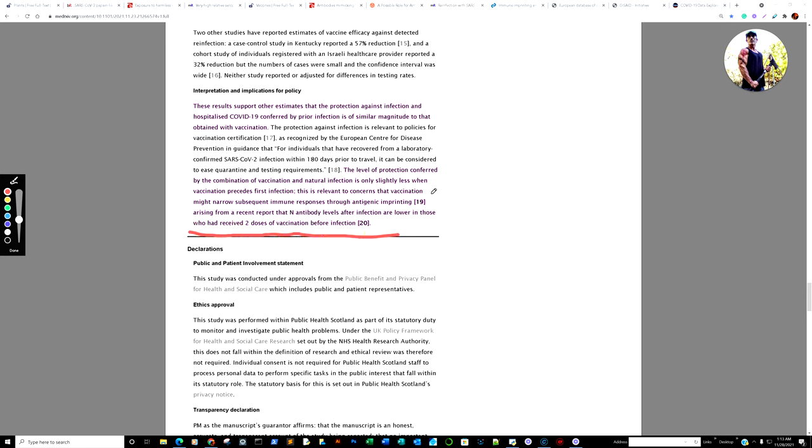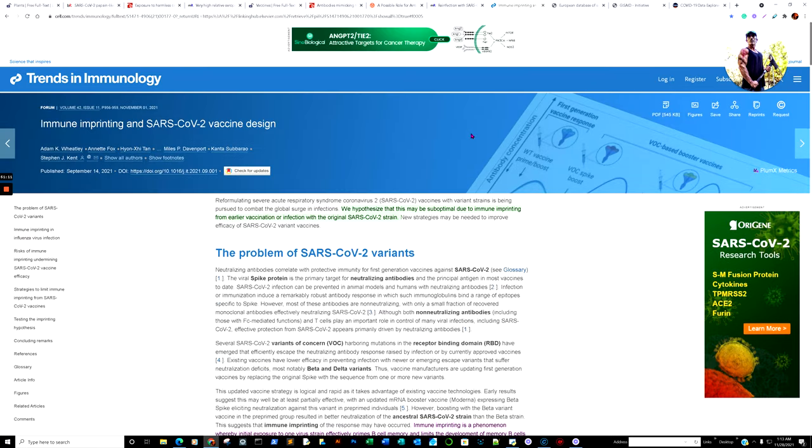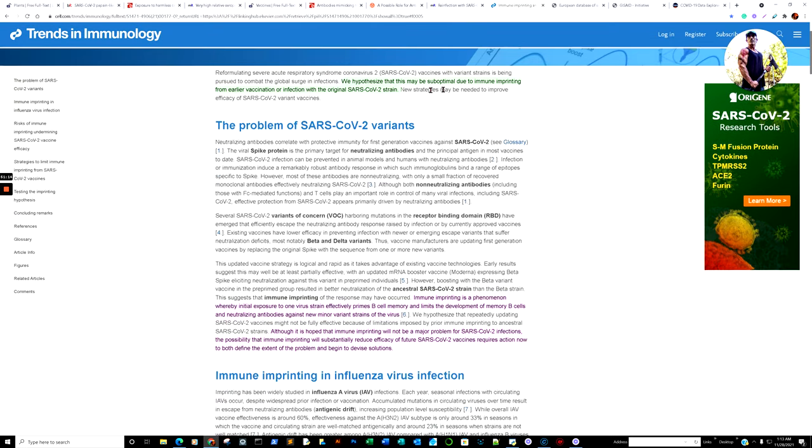All right, now they're referring to the footnote here, and that's where I'm going to go to right now. You ready? This was a concern brought up a while ago. We hypothesize, just to show you where I'm at, we hypothesize that this may be because reformulating severe acute respiratory syndrome coronavirus vaccines with variant strains is being pursued to combat, remember Omicron? No, that one. Pursued to combat the global surge in infections. We hypothesize that this may be suboptimal due to immune imprinting from earlier vaccination or infection with the original SARS-CoV-2 strain. New strategies may be needed to improve efficacy of SARS-CoV-2 variant vaccines, like receptor binding domain as opposed to the spike protein. Goes to a great study here.